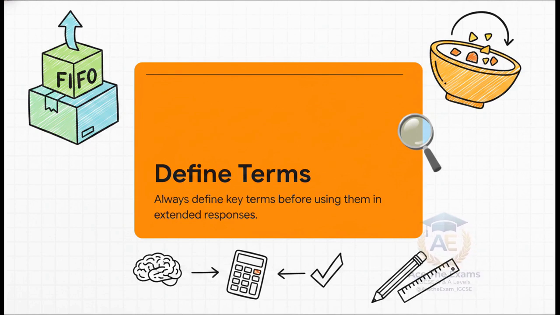If an extended question asks you to evaluate the impact of switching from FIFO to AVCO, your very first sentence needs to define what those two methods actually mean in the context of this specific business. By defining the terminology, you instantly secure your AO1 knowledge marks, and more importantly, you create a clear, logical roadmap for your own brain to follow as you transition into the complex AO2 math and the AO3 analysis.